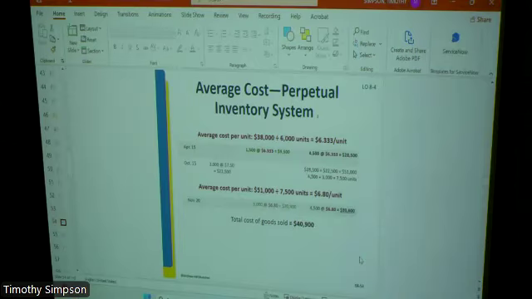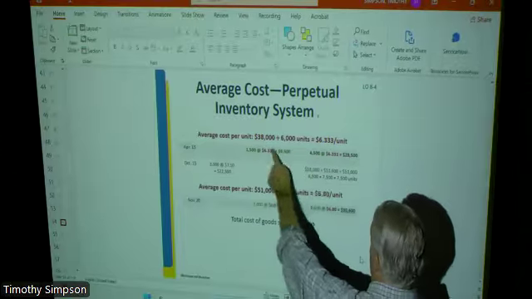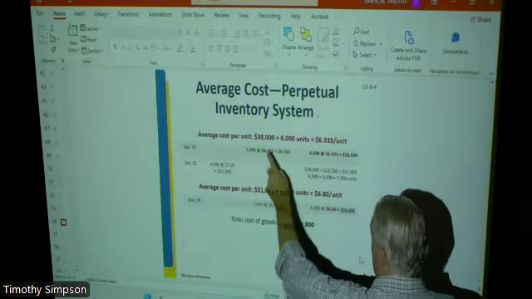So 6.33 becomes the new unit value of these goods, and these are cost of goods per unit, okay? All right, let's move on. April 15th, we sold 1,500 units, right? At a price of what? 6.33. Why? Because this updated as of that time.